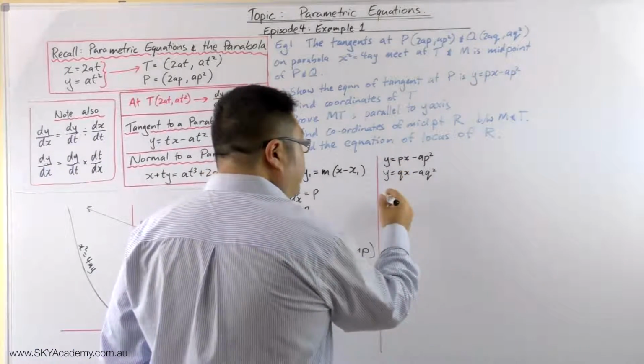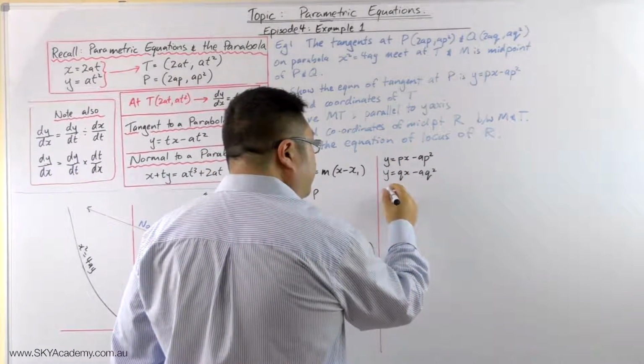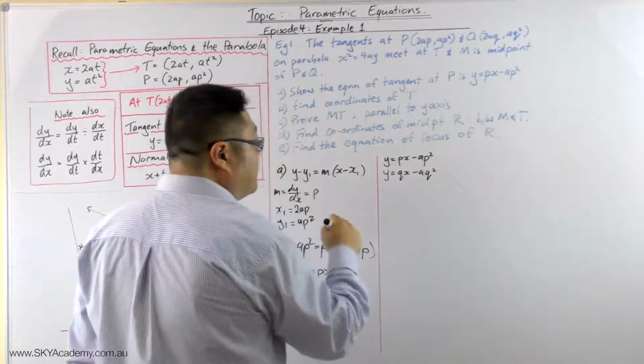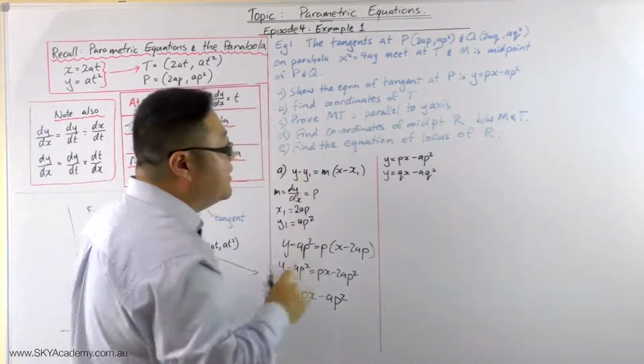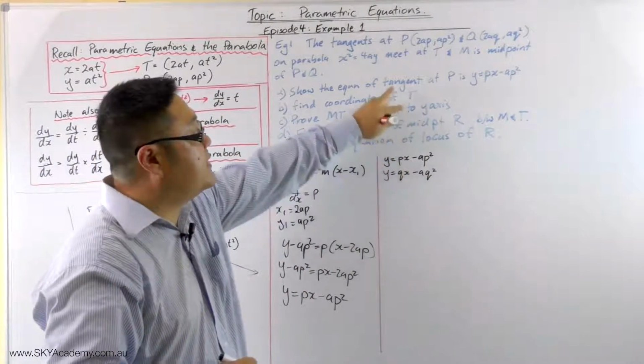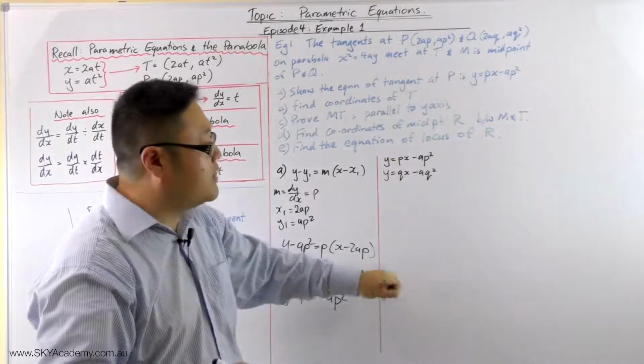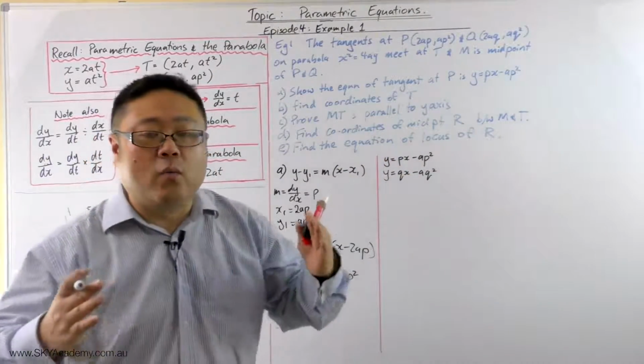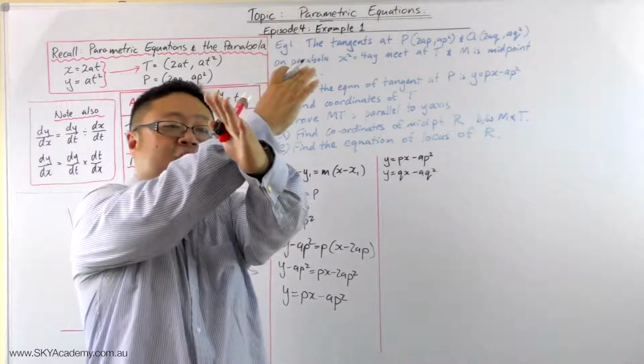We subtract one from the other, or we can equate the two, because the solution to point T, the coordinates of point T, would be the solution of this simultaneous equation, because you've got one tangent going this way and another tangent going this way.